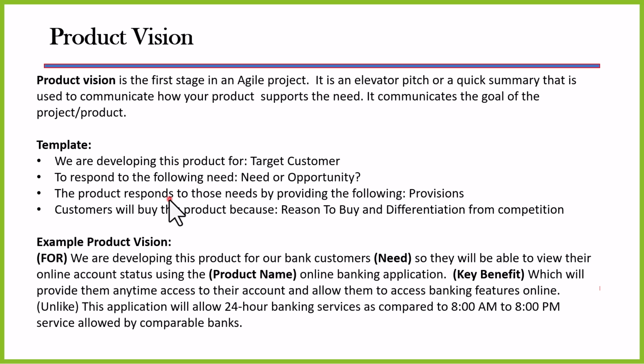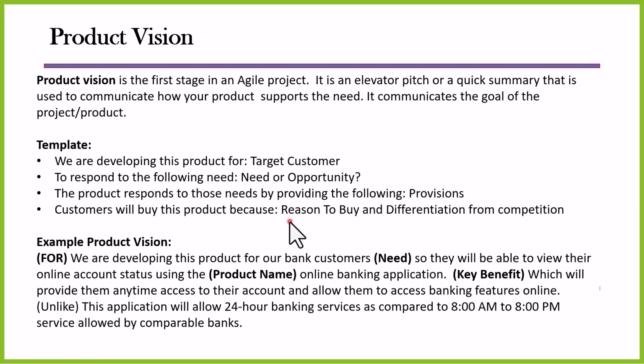The product vision is the first stage in an agile project. It's your elevator pitch, a quick summary, and we use this to communicate and to gain support for our project. Now here's a template, and this follows that form we just looked at. We are developing this product for, in other words, who is the target customer? To respond to the following need. What is the need or the opportunity, basically, that we're responding to? The product responds to those needs by providing the following. And then the customer will buy this product because. That sounds good, doesn't it?